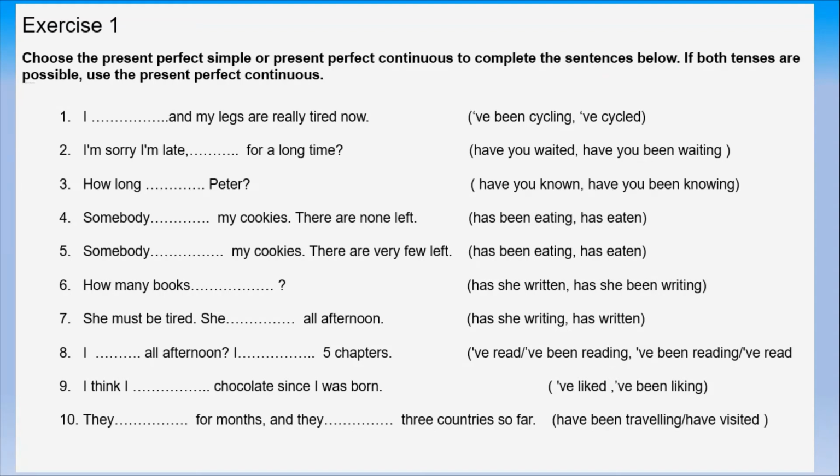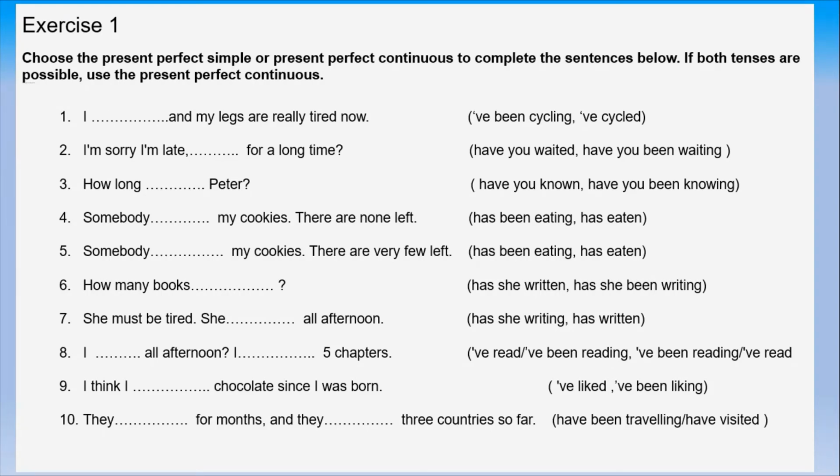That's the first point: talking about situations that started in the past and haven't finished, or have just finished. With the present perfect continuous, we emphasize the duration of the action. Duration. All afternoon. We have been doing something all morning, all afternoon, all day, etc.